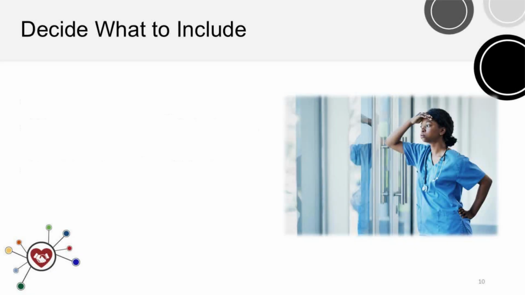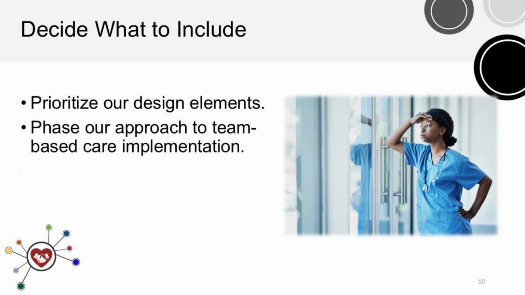Let's take one last look at what we will include and finalize our design. Initially, we may have identified multiple new services and changes. At this point, we will prioritize what to include. If needed, we can break our implementation into smaller pieces, phasing into our larger vision of team-based care over time. Many factors will determine where we start. It is now time to decide what we will include.